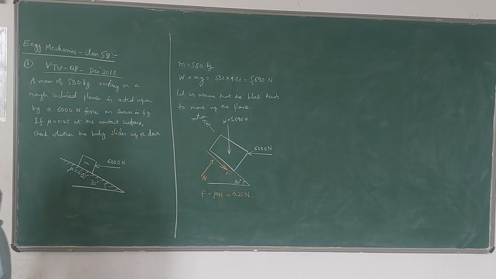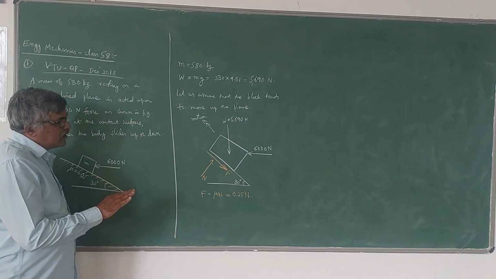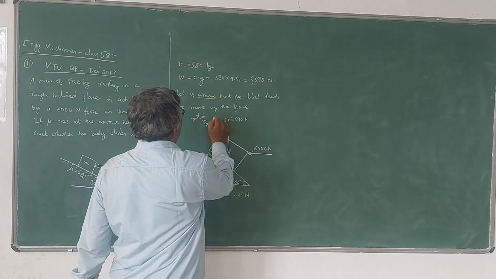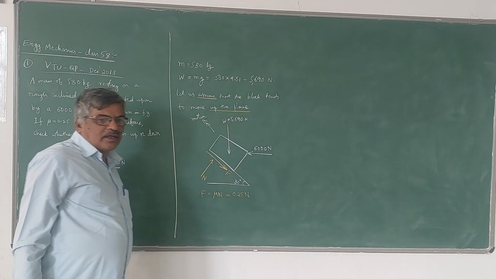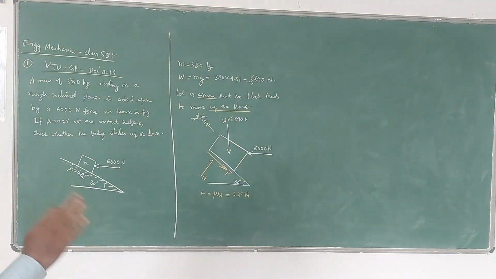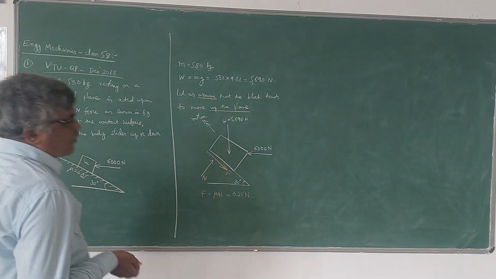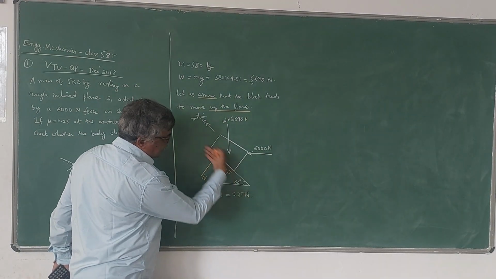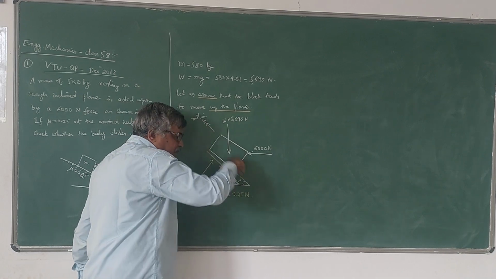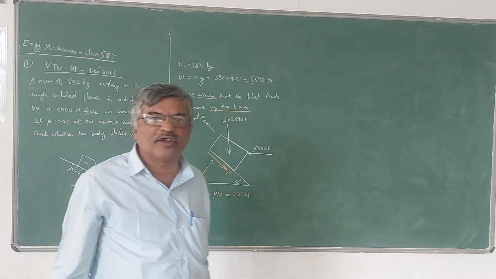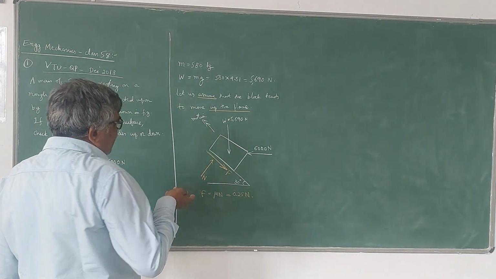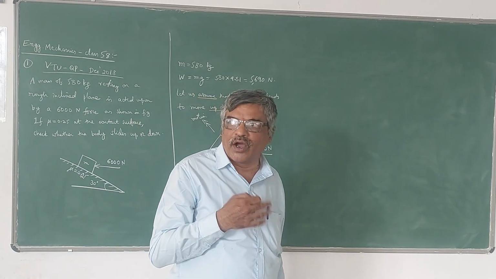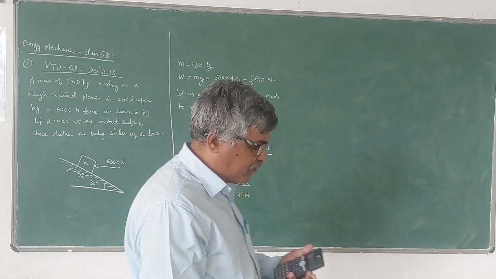Now we have to check whether the block moves up the plane or down the plane. We have assumed that the block moves up the plane. Suppose the friction force value is going to be negative, then it will act in the opposite direction and the motion will be downwards. If you get the value of friction force positive, then the assumed direction of friction is correct and the block moves upwards. So that is how we have to decide.